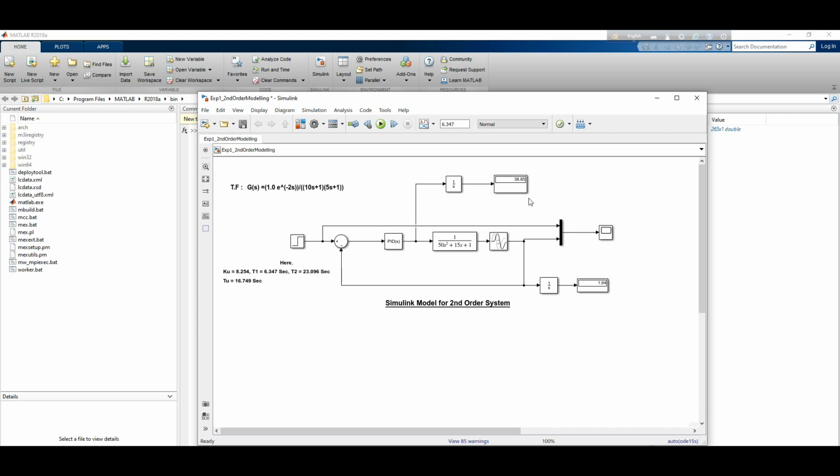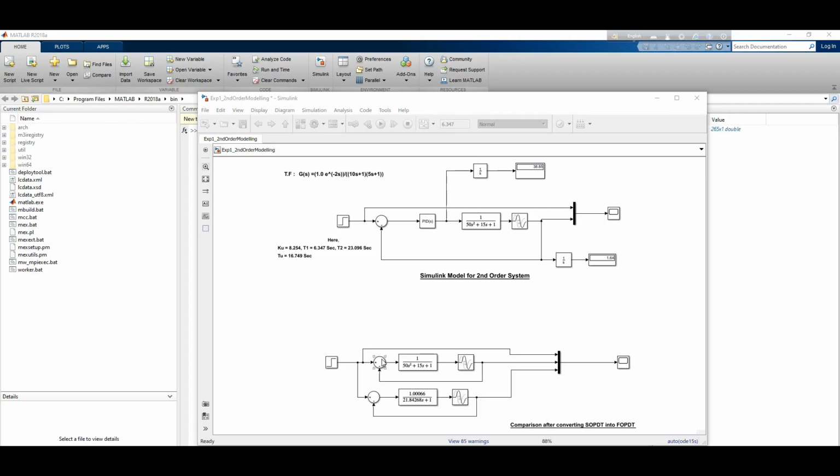We will plot the Bode plot as well as the Nyquist plot for both the systems, this one as well as the FOPDT system also. So let's see the FOPDT system, whatever we have determined from this second order system. So this is the first order transfer function.